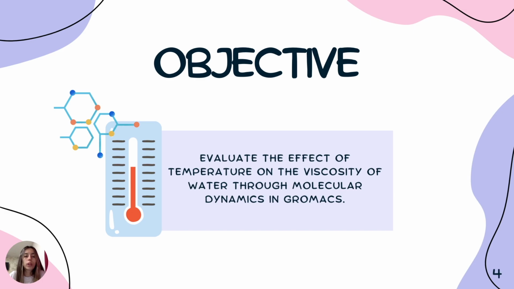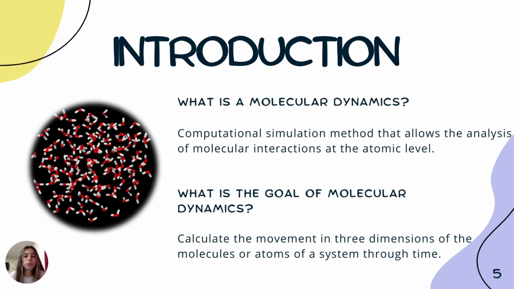water through molecular dynamics in GROMACS. What is a molecular dynamics? Molecular dynamics is a computational simulation method that allows the analysis of molecular interactions at the atomic level. What is the goal of molecular dynamics? It's to calculate the movement in 3 dimensions of the molecules or atoms of a system through the time.